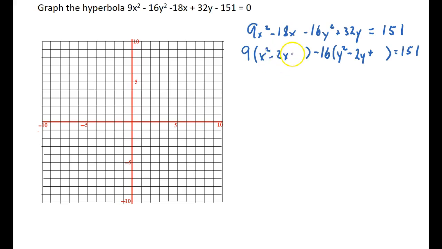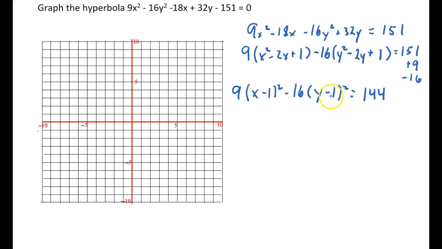I'm going to take half of this and square it. So that's 1. I'm adding a 1 times 9, so I'm going to add a 9 over here. Take half of negative 2, square it, which is 1. And I'm adding a 1 times negative 16, so I'm going to add a negative 16 to the other side. Okay, so what does this work out to? 9 times (x minus 1) squared minus 16 times (y minus 1) squared, and 151 plus 9 minus 16 is 144. Okay, so standard form of an equation for a hyperbola has it equal to 1.